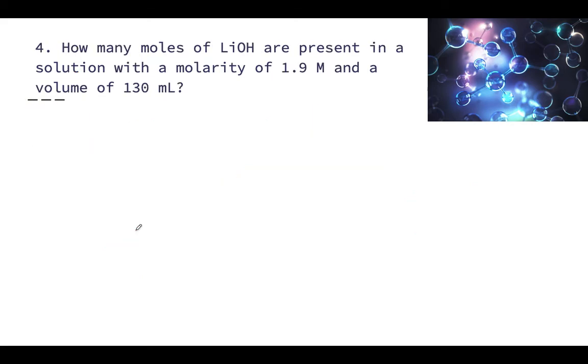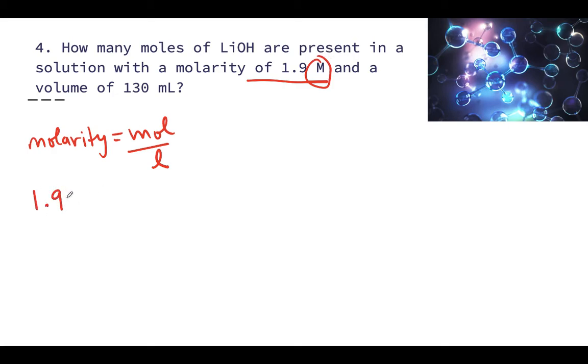Let's keep going. How many moles of lithium hydroxide are present in a solution with a molarity of 1.9 molar and a volume of 130 milliliters? So again, we've got our equation: molarity is equal to moles over liters. And I think this is where we're solving for something different. Yes, now they gave us the molarity, and it's in molar, big M, so it's in the right units. 1.9 molar. So we just plug that into our equation, right?